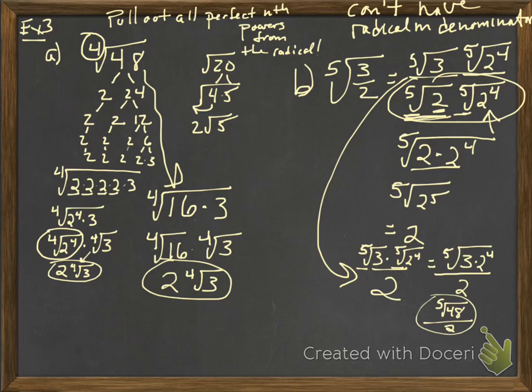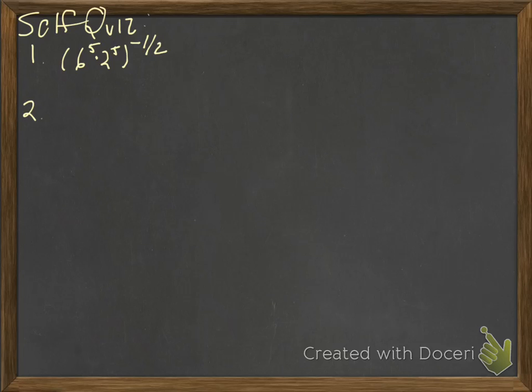So what I'd like you to do now is try a self-quiz, and I'll write these problems out for you. These are the couple that I would like you to try. So here's your self-quiz action. Number 1, I would like you to try to simplify 6 to the 5th times 2 to the 5th, raised to the negative 1/2 power. Number 2, you're going to do the 4th root of 48 over the 4th root of 3.